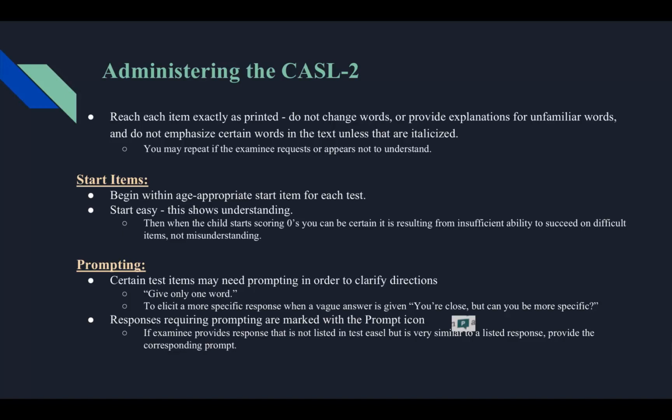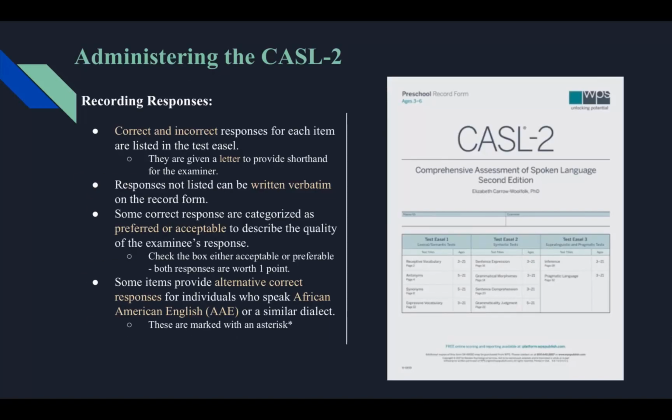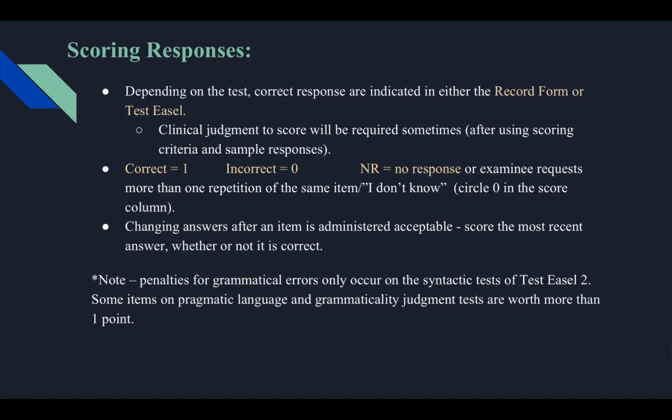Some correct responses are categorized as preferred or acceptable to describe quality of examinees' responses, although both responses are worth 1 point. When scoring the CASL-2, correct responses receive a 1, incorrect responses receive a 0, and no responses or "I don't know" are marked as NR and receive a 0. Changing answers is acceptable after the items are administered, and you must score the most recent answer, regardless if it is correct or not. The basal is established when a score of 1 on 4 consecutive items occurs.